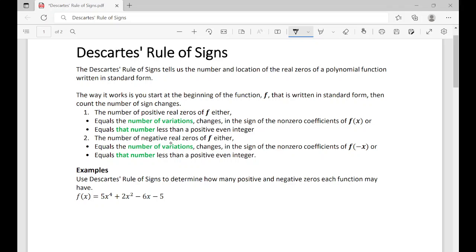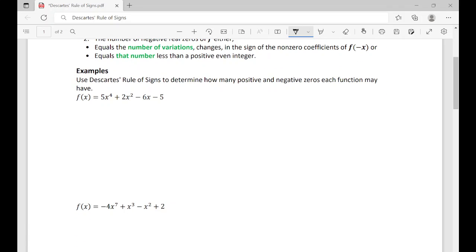The number of negative real zeros of f are either the number of variation changes in the signs of the non-zero coefficients of f of negative x, or that number less than a positive even integer. Again, everything going in increments of 2. Now it sounds kind of confusing, and it kind of is, but it's easier to see in practice. So first things first, we're going to use the Descartes Rule of Signs to determine how many positive and negative zeros each function may have. Remember, this just means how many it could have. It doesn't mean that's how many it does have.